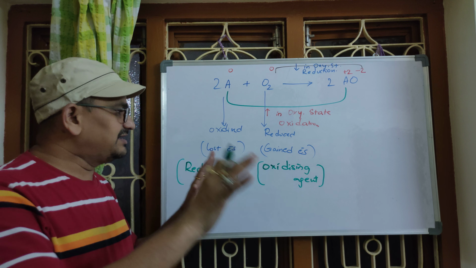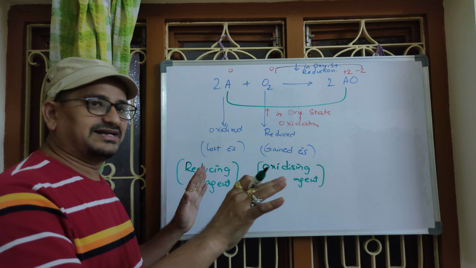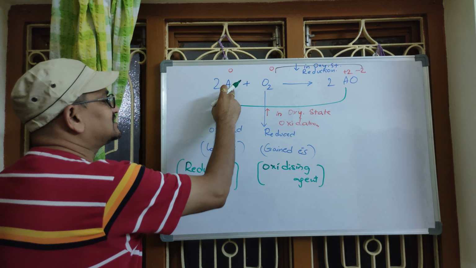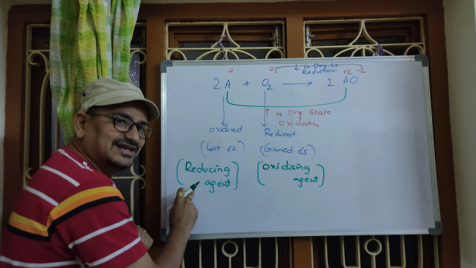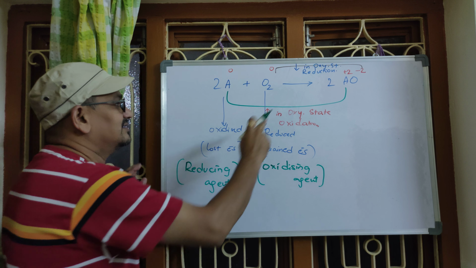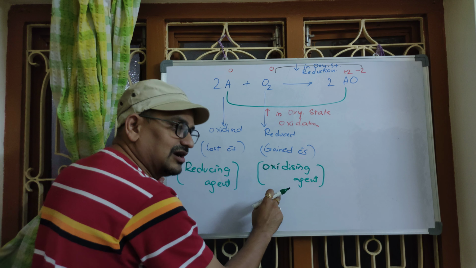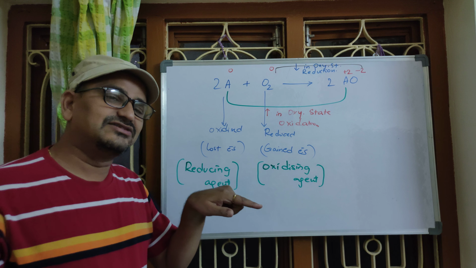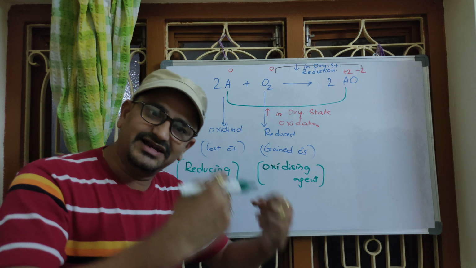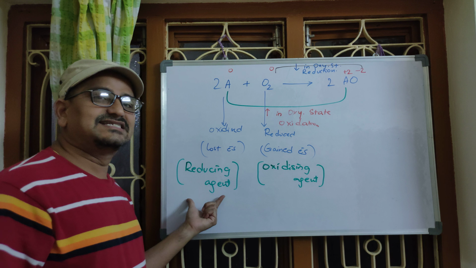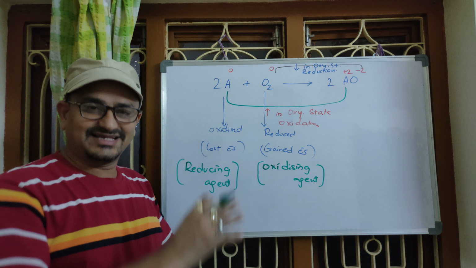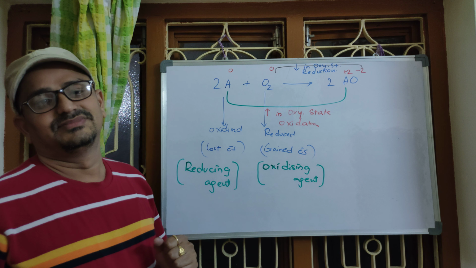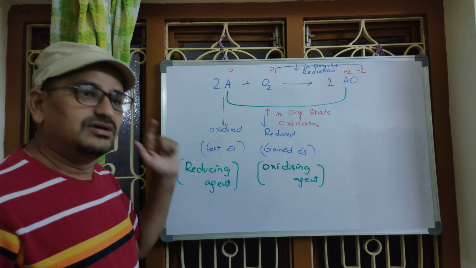This is a very important area and a crucial time where we have to be careful, right? Slowly learn. A is oxidized and is called the reducing agent. B is reduced and is called the oxidizing agent. So the oxidizing agent is the one which itself gets reduced. The reducing agent is the one which itself gets oxidized. This is the point we have to memorize.